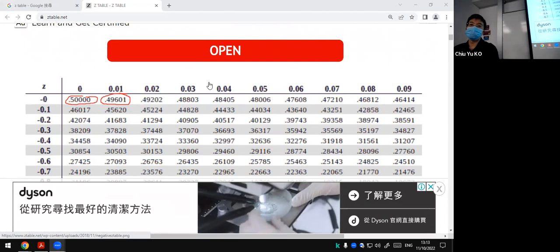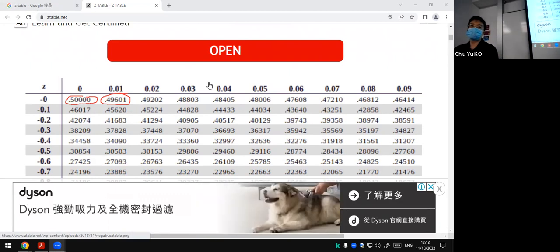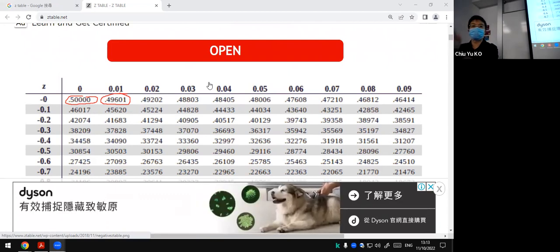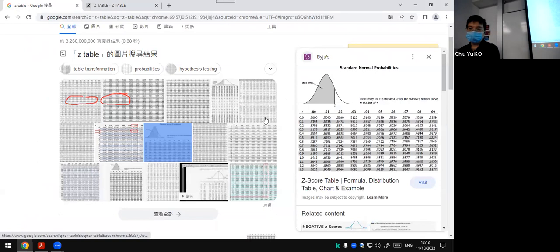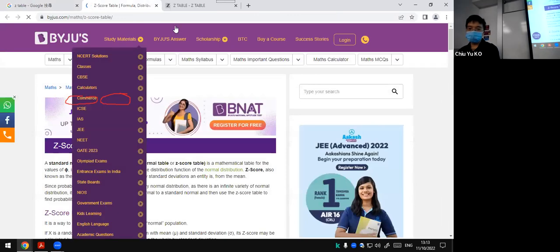You can bring your own version. The reason I don't print it out is that everyone has their own favorite. Some people like to read the positive, some people like to read the negative. You decide what table you want to bring. It's an unlimited number of pages you can bring. So that's the C table, or you can look at this one, they give you the positive one. But I think there's no difference for us because they're symmetric.